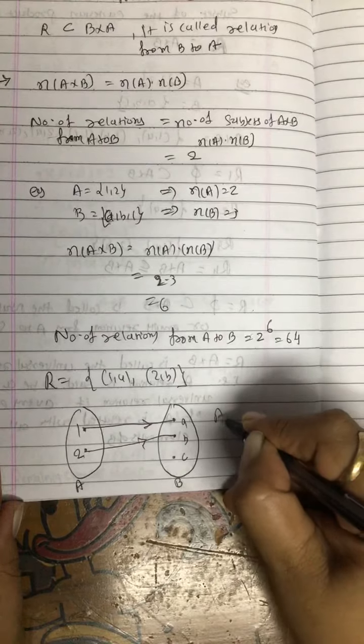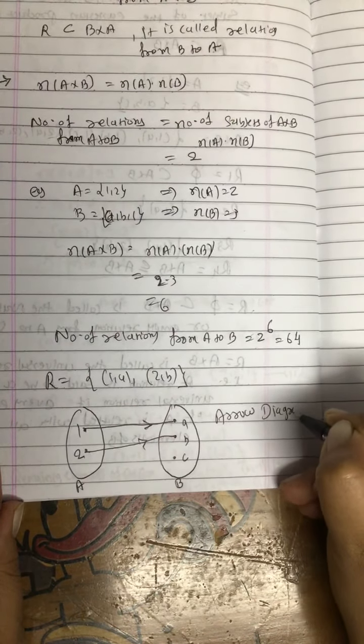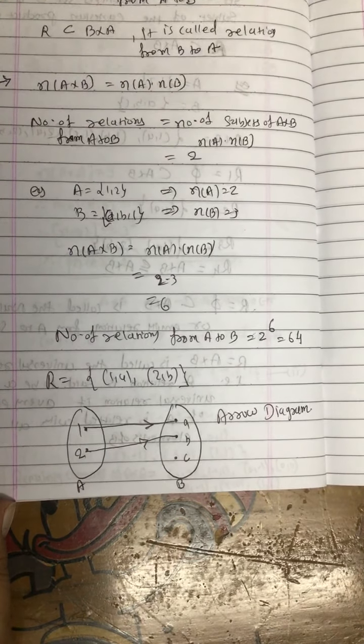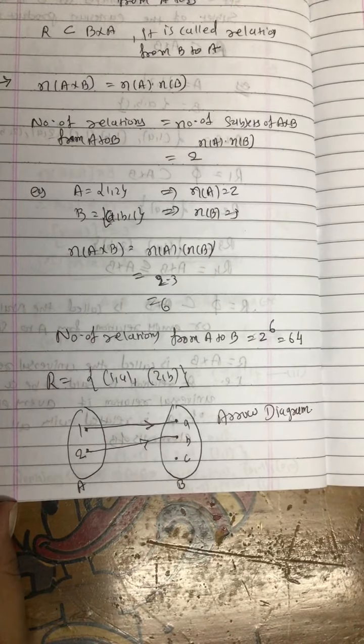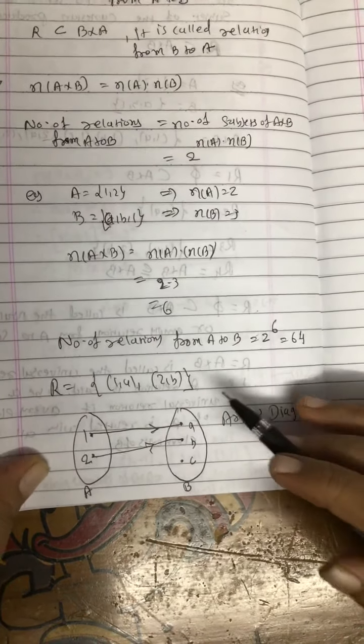This is called the arrow diagram. So sets are denoted with a Venn diagram and relations are denoted with an arrow diagram. Clear?